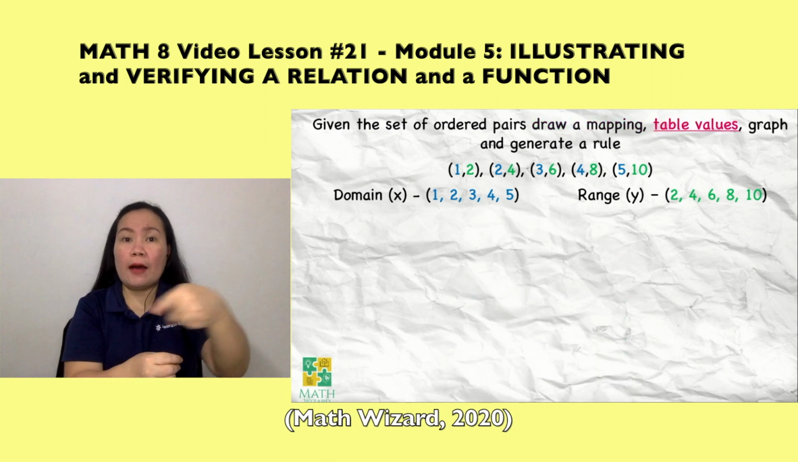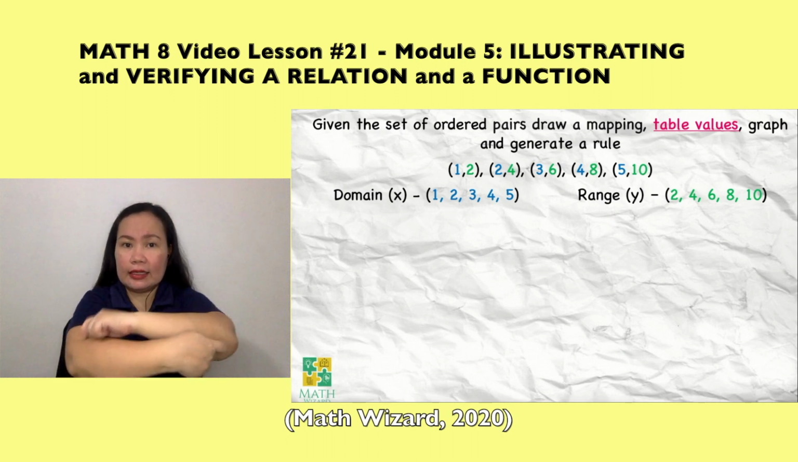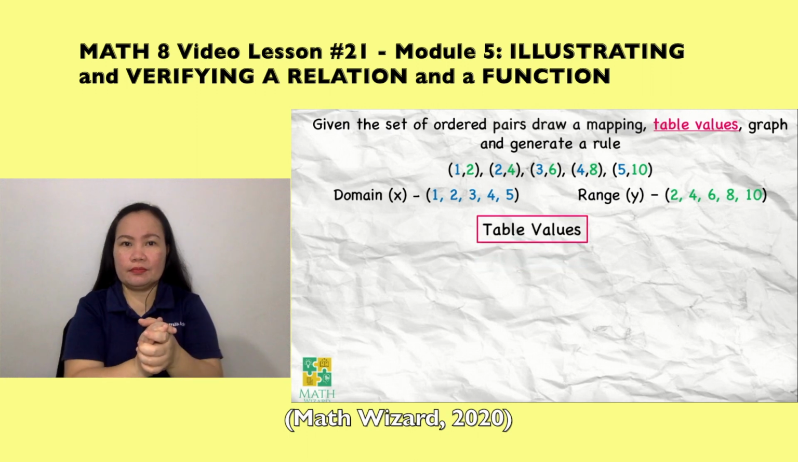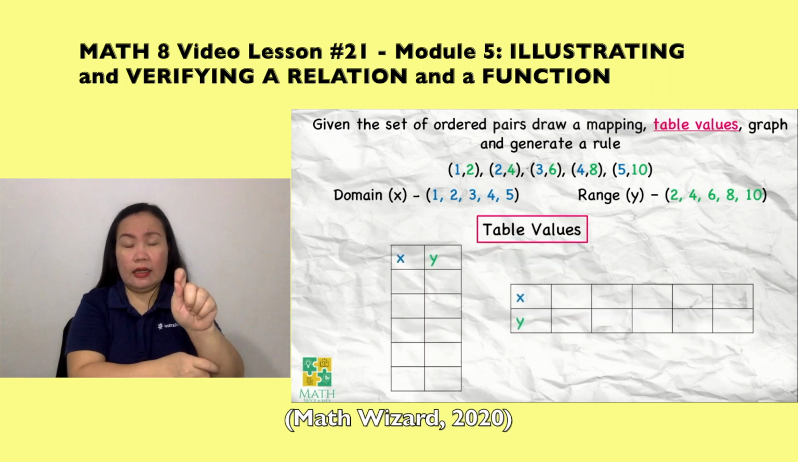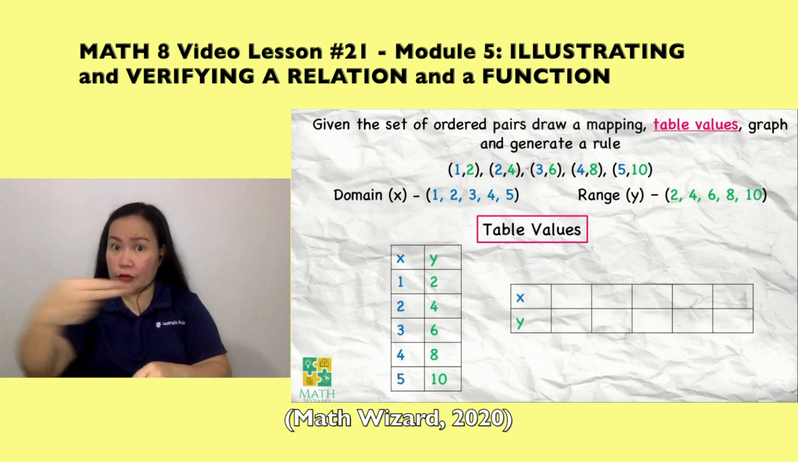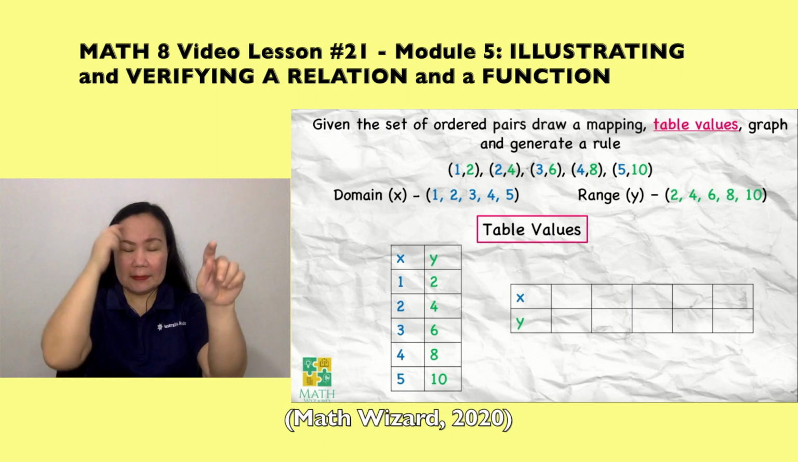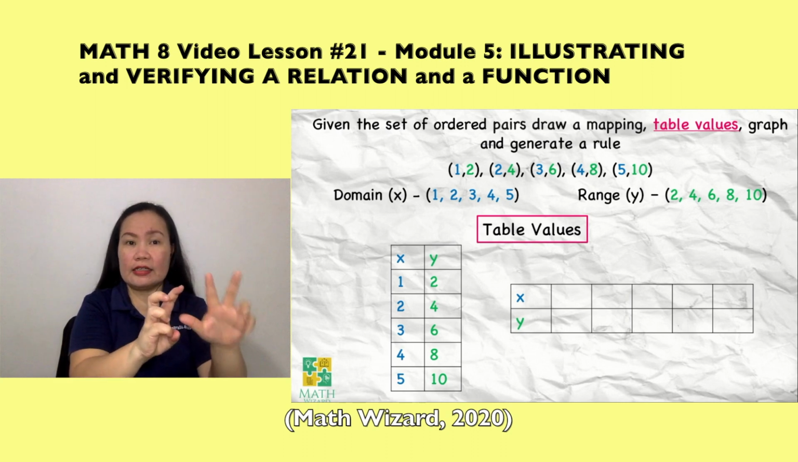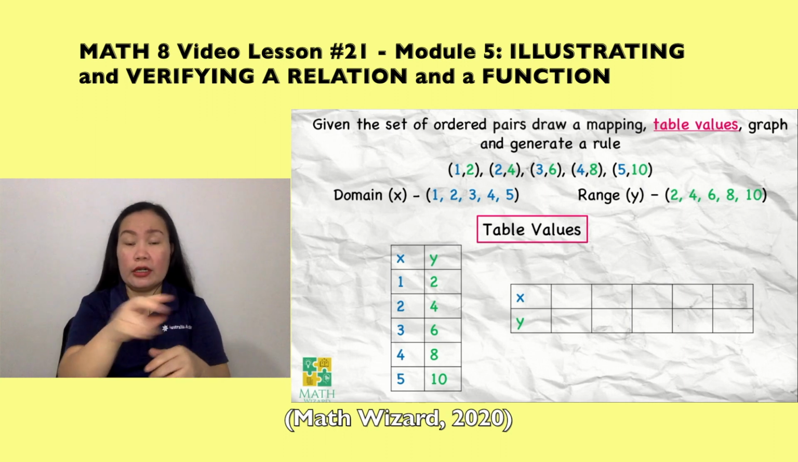Okay. Next naman is we need to create a table values. Gagawa tayo ng table values. Okay. So, pwede natin gawing vertical or pwede namang horizontal. So, ano yung x values natin? We have 1, 2, 3, 4, and 5. At ang ating y ay 2, 4, 6, 8, and 10. Ibig sabihin, when x is 1, ang y natin ay 2. Based from the ordered pairs.